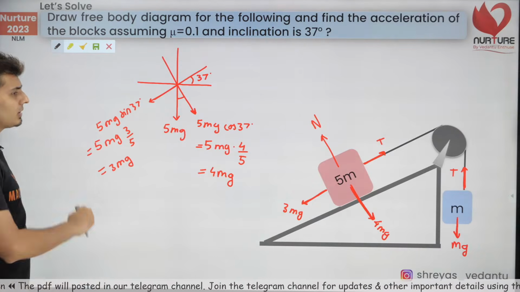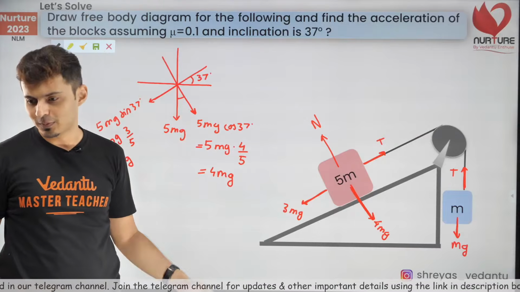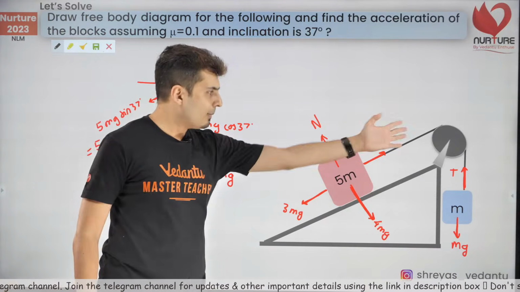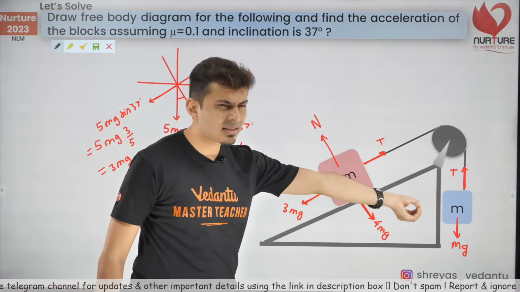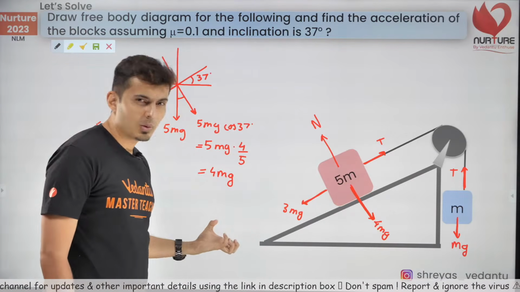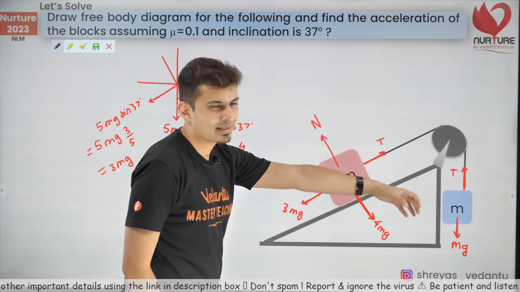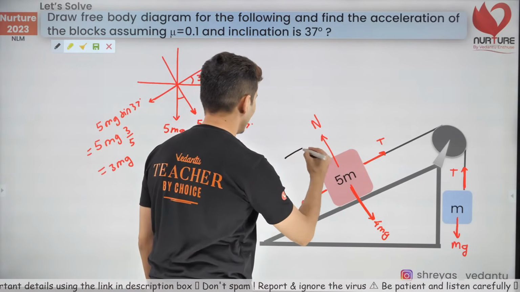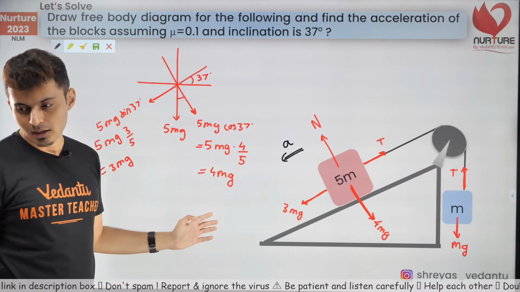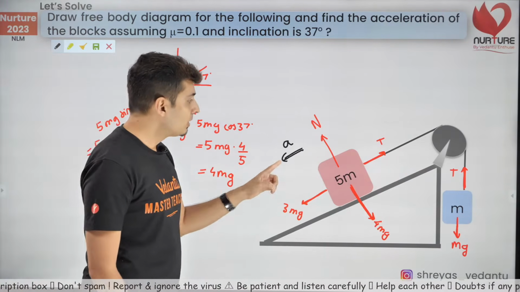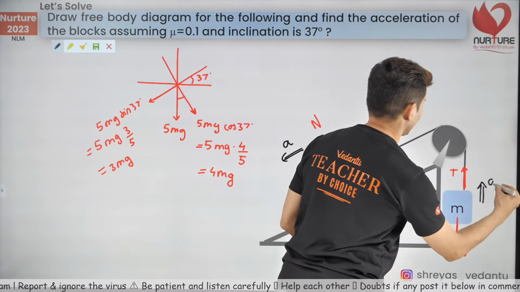Now guys, where do you think 5m will accelerate? Will it accelerate up or will it accelerate down? Big mass on the inclined plane, this is a tiny mass. So obviously it is going to go this way, most likely. It will not go there. This mass is very small. It's not going to go up. It's going to accelerate downwards. Okay, assume the acceleration to be here. Now, if it is going this way, obviously this mass will also accelerate this way.